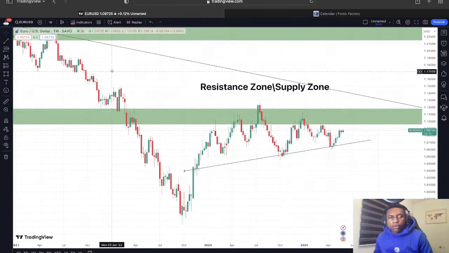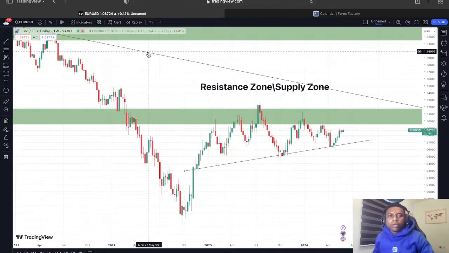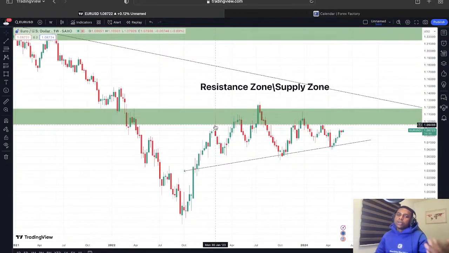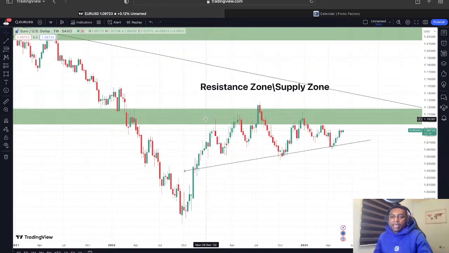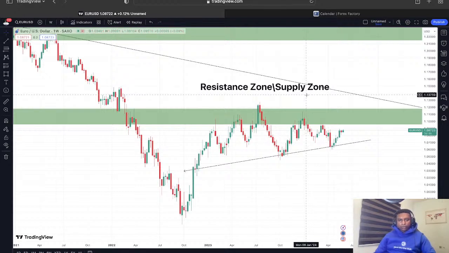All right. So now we can see that on the weekly time frame, it has been reviewed, or it is seen that the Euro USD pair is currently facing a resistance zone. Okay, it's currently facing a resistance zone.